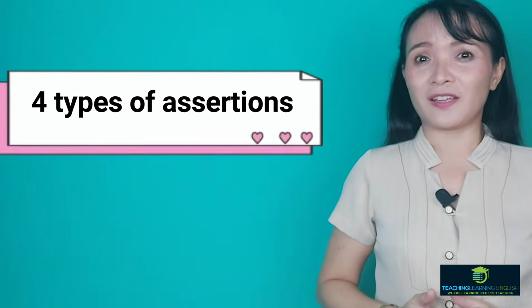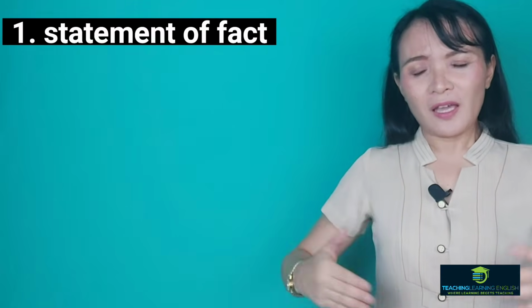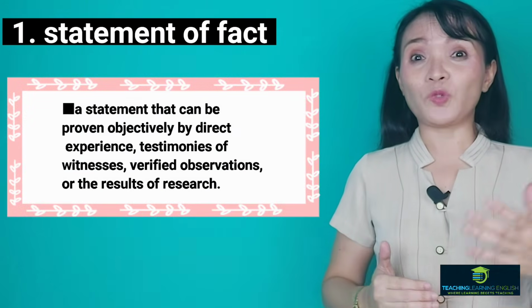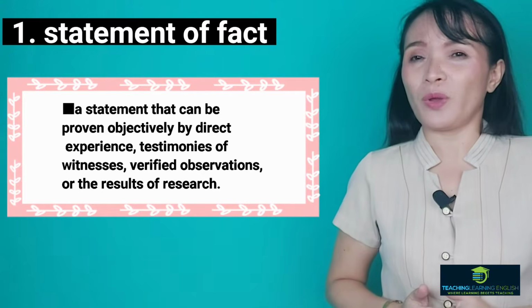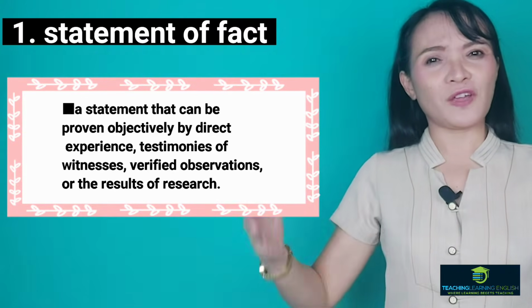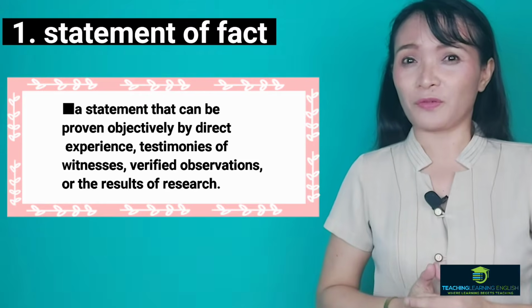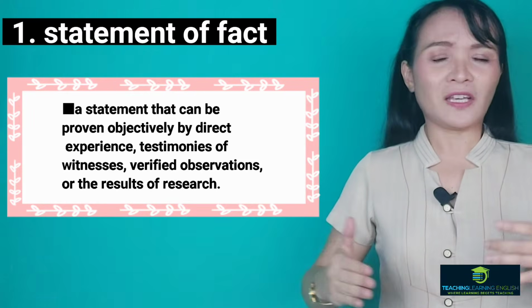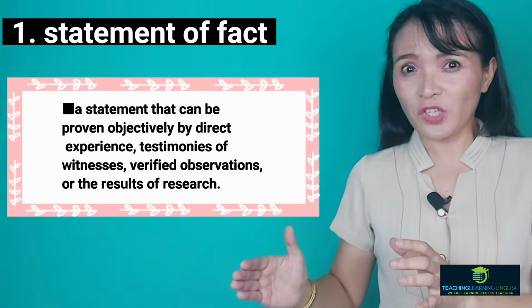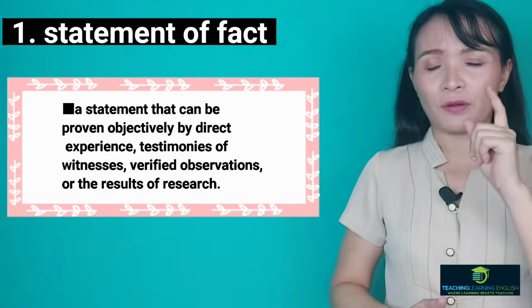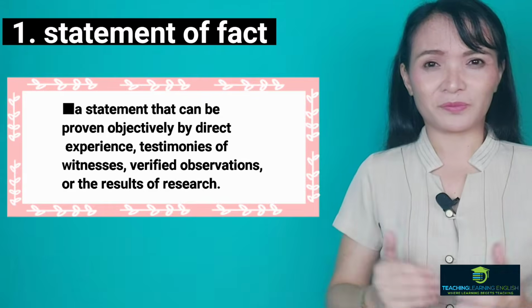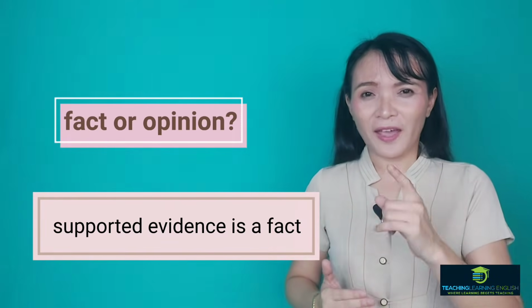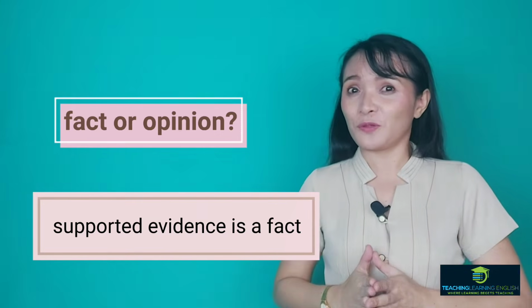The first is statement of fact. It is a statement that can be proven objectively by direct experience, testimonies of witnesses, verified observations, or the results of research. Because statements of fact can be double-checked for accuracy, there is a general statement about the truth you posit. It is easy to say which is fact or opinion. A fact has evidence to support it.